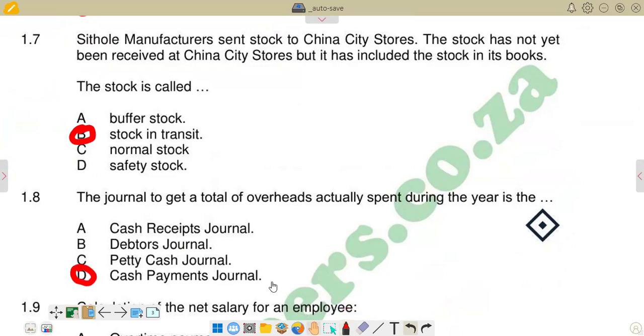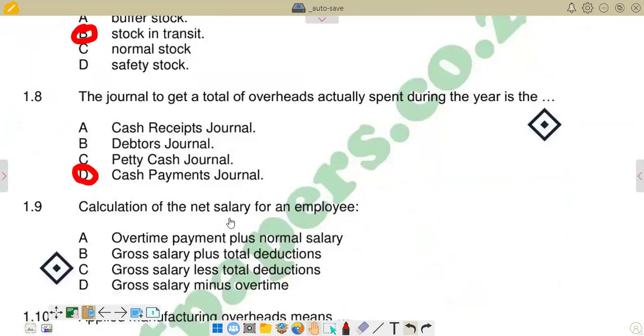Then we can go and look at 1.9, calculation of net salary for an employee. Remember, we say gross salary and then we subtract deductions. So the most appropriate that we have there is C, which is the correct one, gross salary less total deduction. So we've got C here.